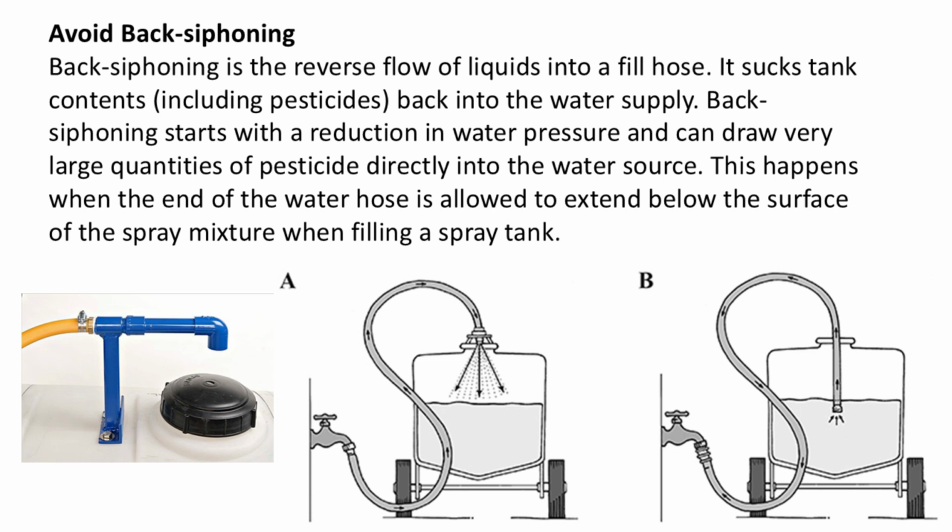And you can see here in this image, when you look at B, you can see the fact that the water hose is actually down in the tank water where the mixture is. And that's when we talk about back siphoning being a problem. So if there's a drop in water pressure and you have your hose down in the tank like you see in B, you're going to have a major problem because that water pressure drops. It sucks back in that water with the pesticides and it goes into the water supply.